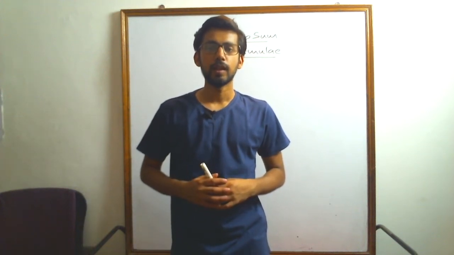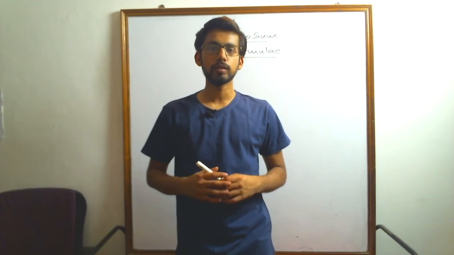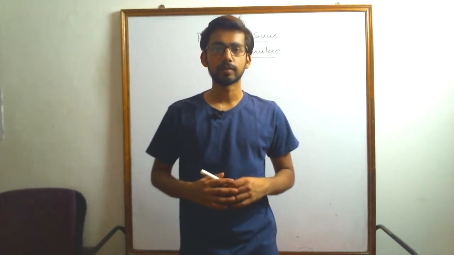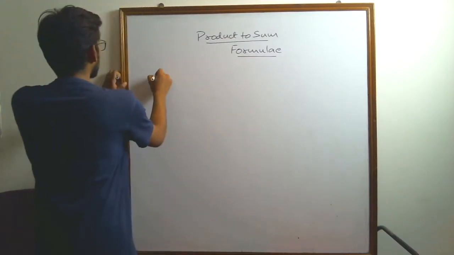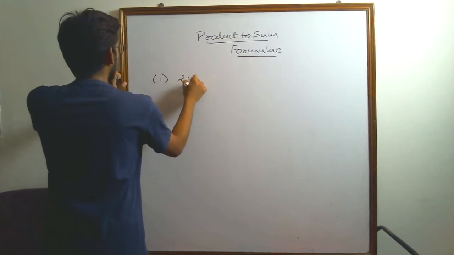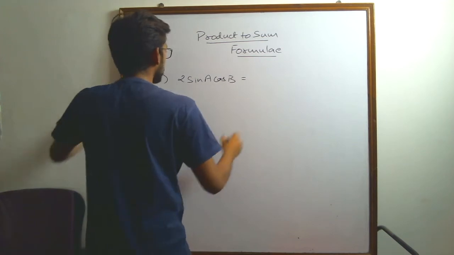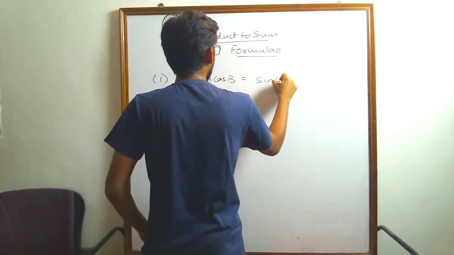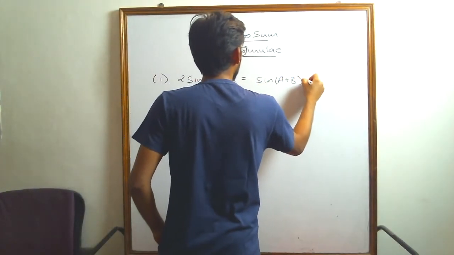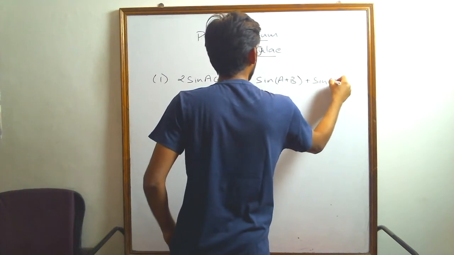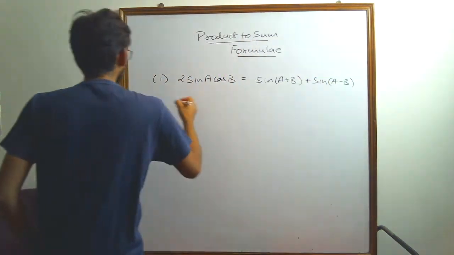My name is Maitray, and in this video we'll be looking at the product to sum formulae in trigonometry. So the first formula, that is 2 sine A cos B. This is equal to sine A plus B plus sine A minus B. Let's look at the proof.